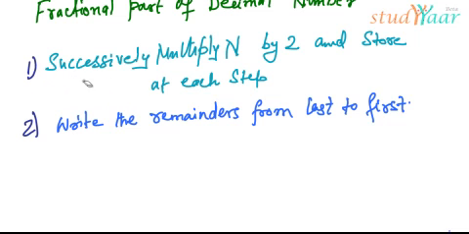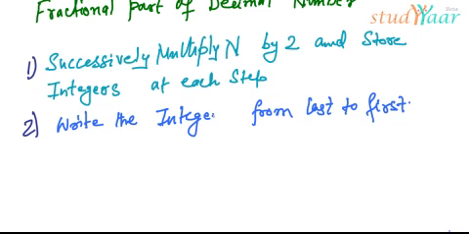My second step was to store the integers at each step. Store the integral part at each step. And the second step is modified from write the remainders from last to first. Here we write the integers not from last to first but from first to last.